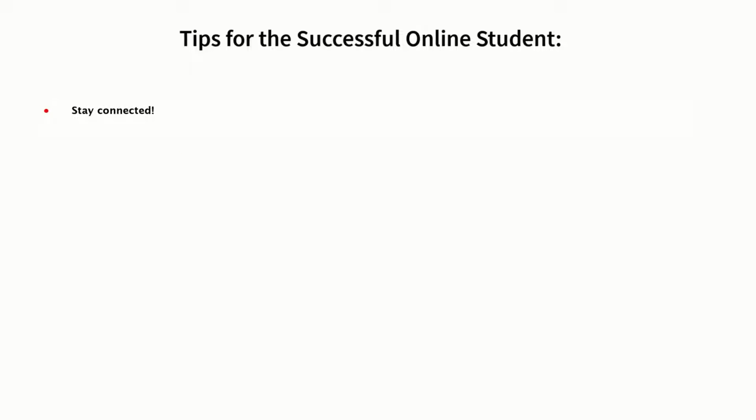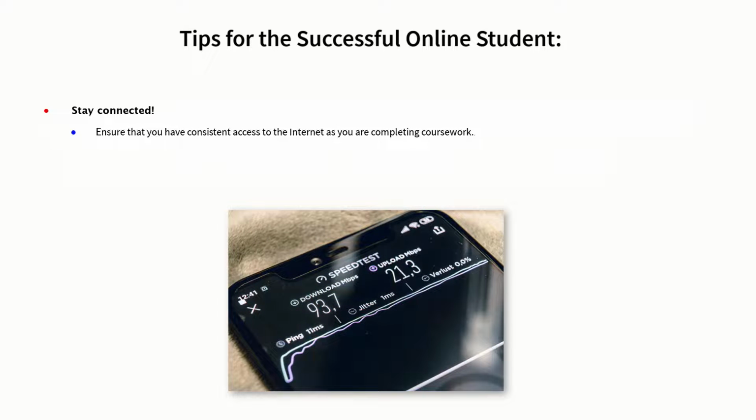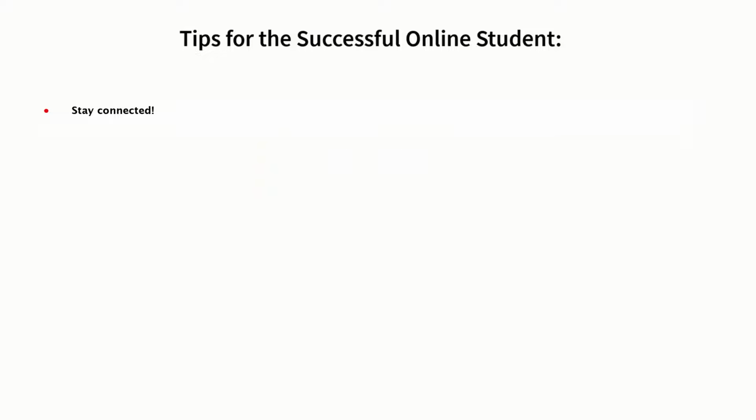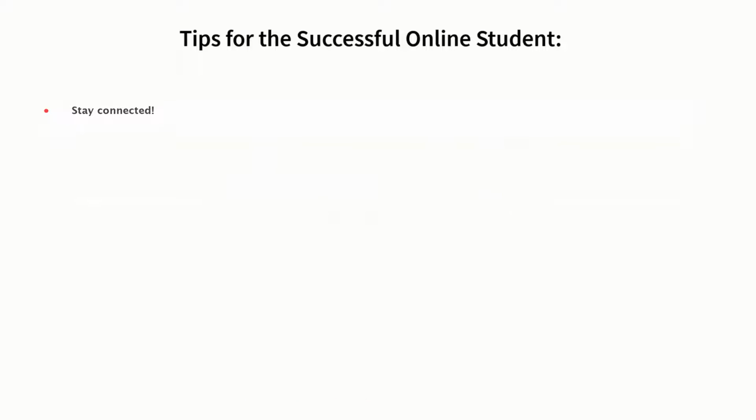Stay connected. Maintaining an internet connection is of the utmost importance when taking an online course. Ensure that you have consistent access to the internet as you are completing coursework. Take note of libraries, coffee shops, or friends' places that offer internet access in case your internet connection goes down. Talk to your university's computing help desk and find out what kind of local internet access is available to you so that you always have a backup plan.